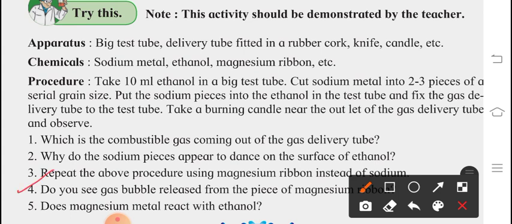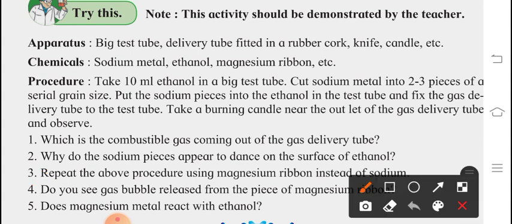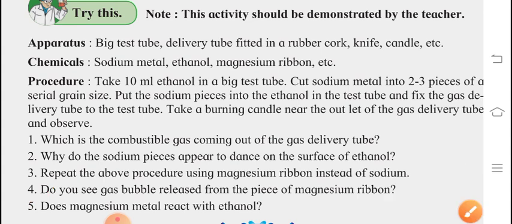Repeat the above procedure using magnesium ribbon instead of sodium. That we will do later on. Do you see gas bubbles released from the piece of magnesium ribbon? Obviously we are not performing this now, so we will perform it with the ribbon in the laboratory. Now we have seen it for sodium.